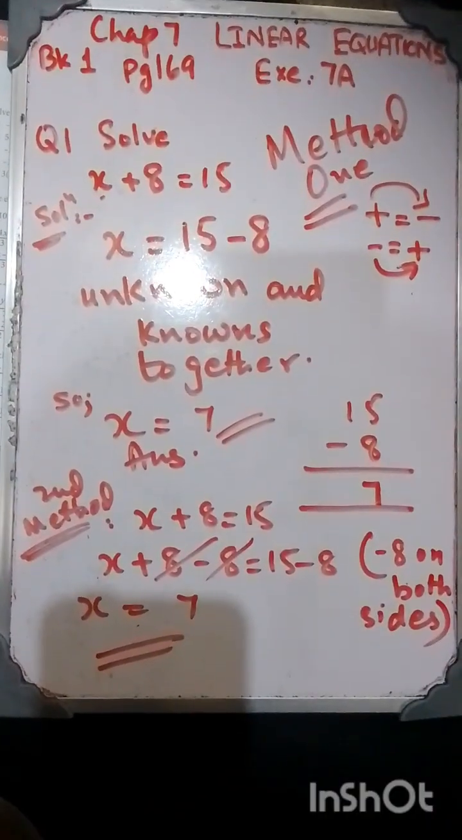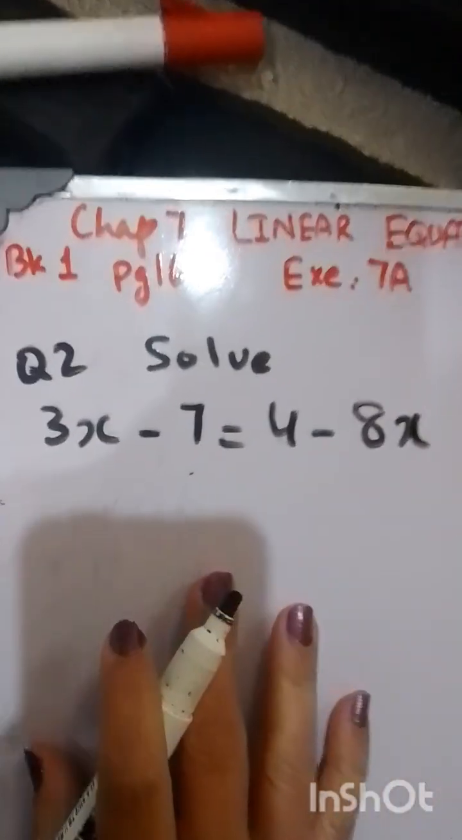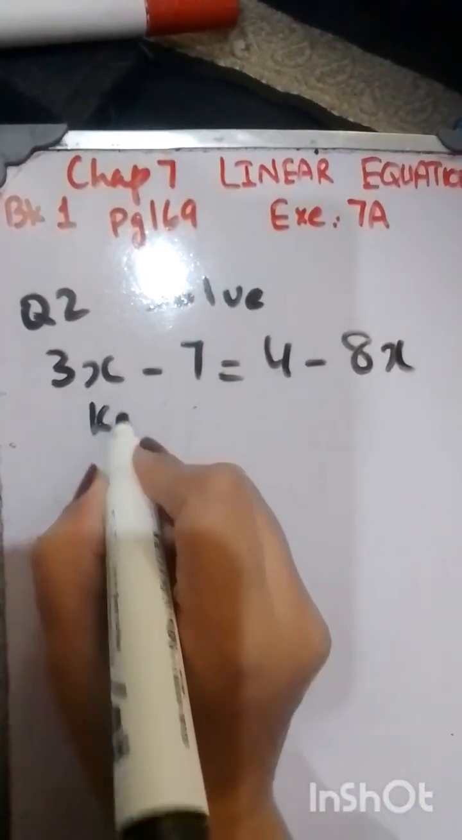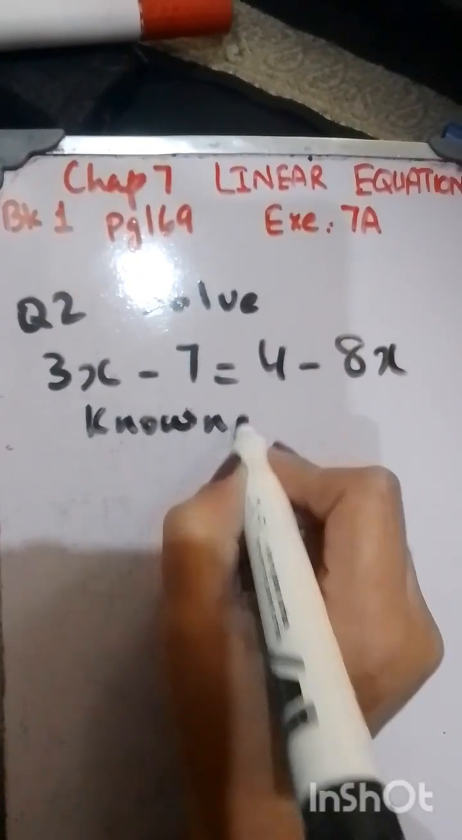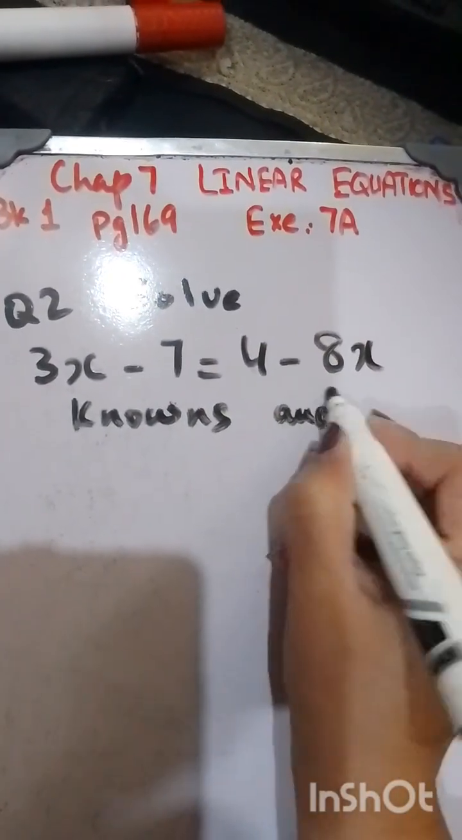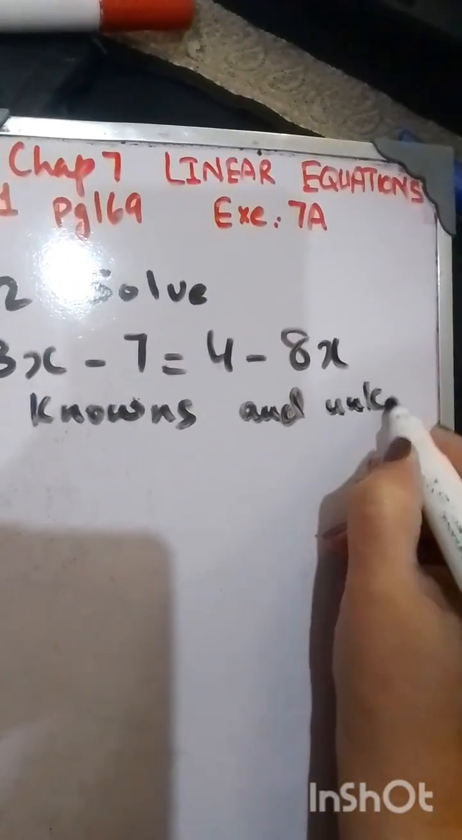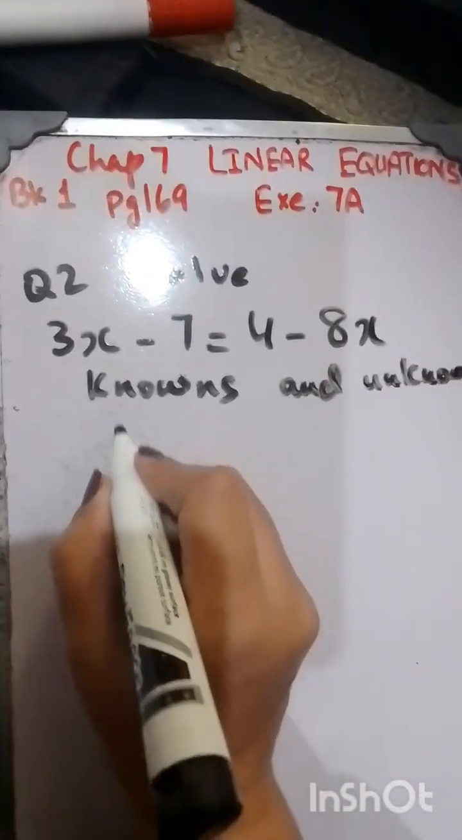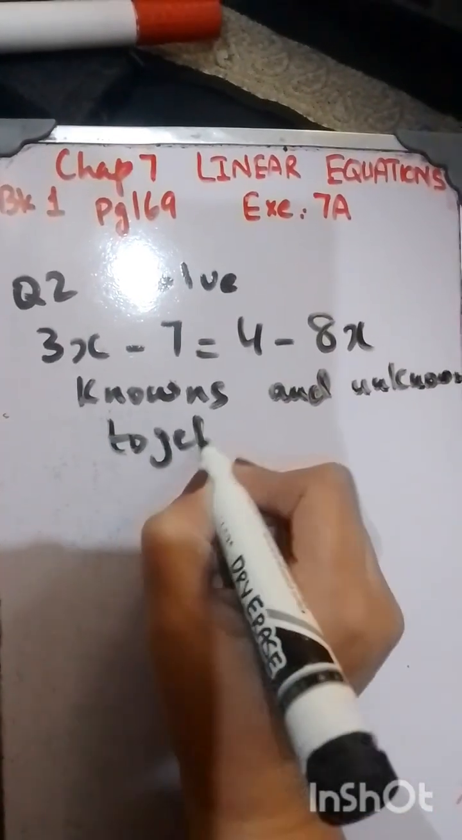So all that you have to focus on is to put the signs correctly, put the knowns in the proper place and the unknowns as well. Then in that case you will get the same answer. So we are going to gather all the knowns and the unknowns together.